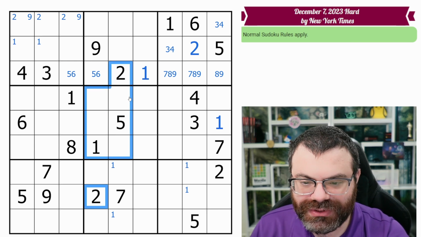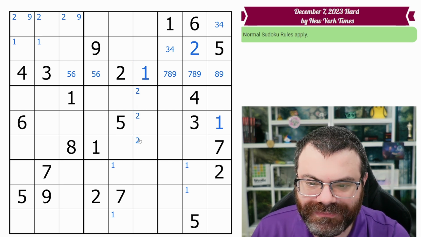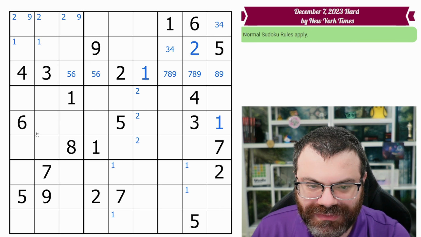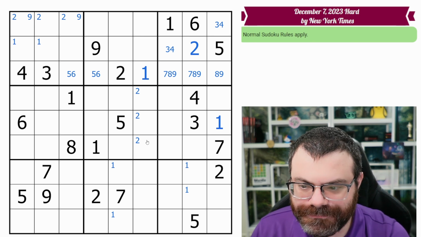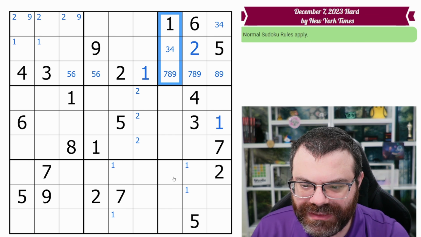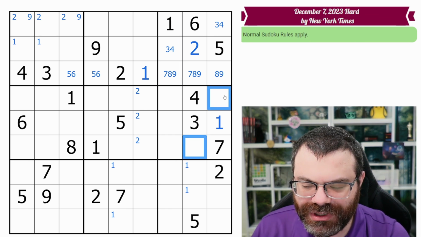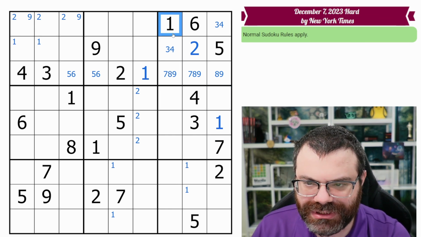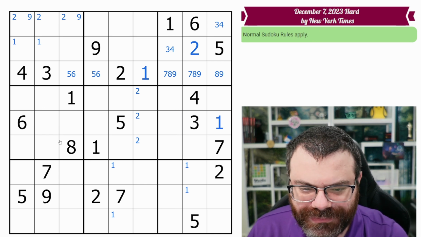All right, so there's 2 2s looking into this box. I just noticed that. I'm not at that point in my scanning, but I saw it anyway, so I marked it. This formation usually tells me that I should be looking for something in this column that limits to one or two of these cells, but unfortunately, there's not much going on in this column.